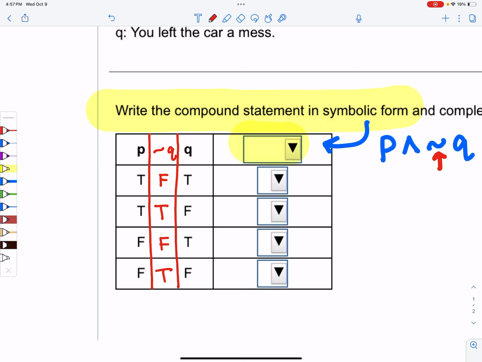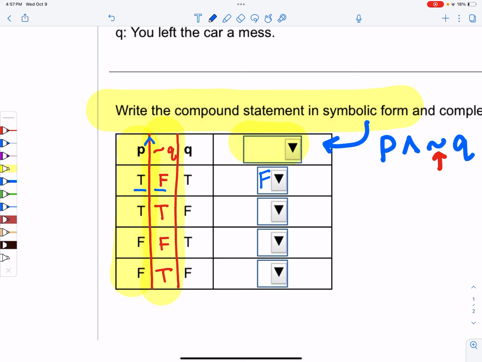And then when I go to look at the truth value of the compound statement, I'm using this column and this column, P and not Q. And I want to do a conjunction of those two. So the conjunction is only true when both are true. So for this first row, one's true, one's false, so the whole thing is going to be false. We're looking at these two right here.